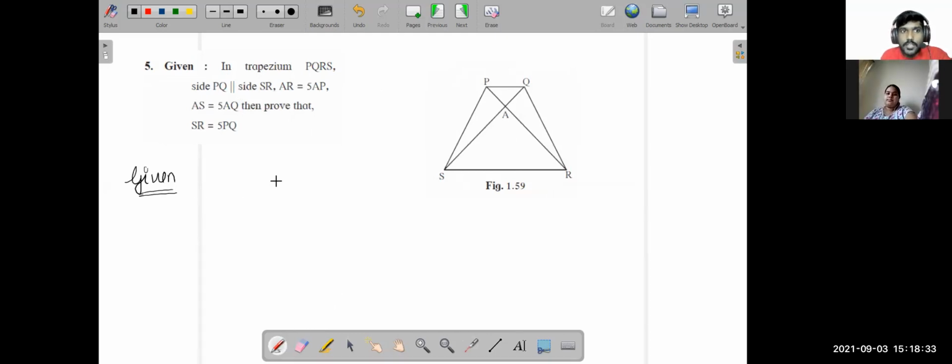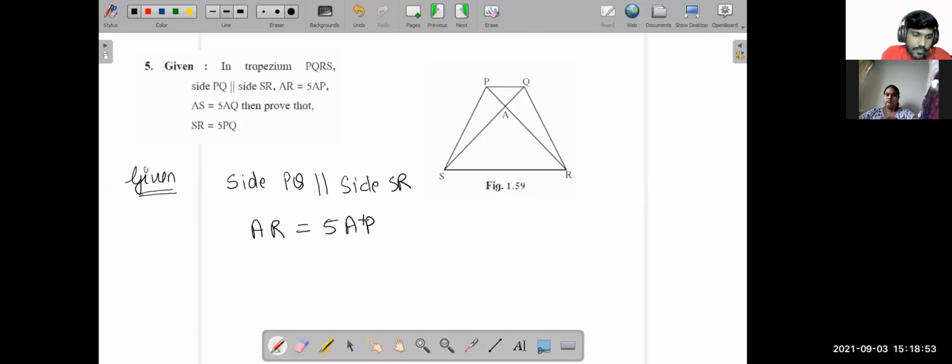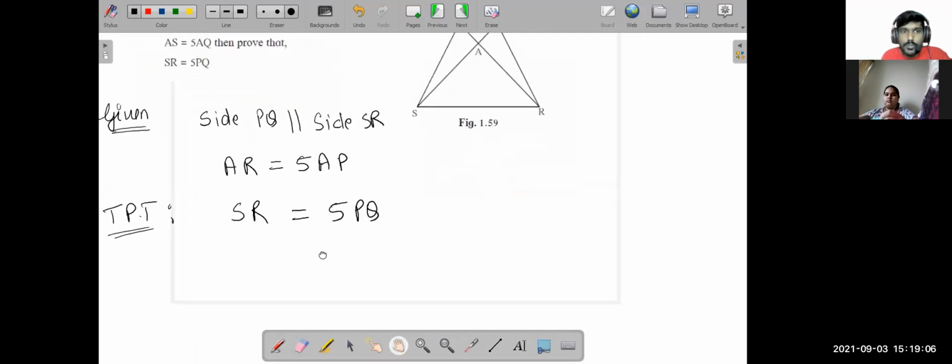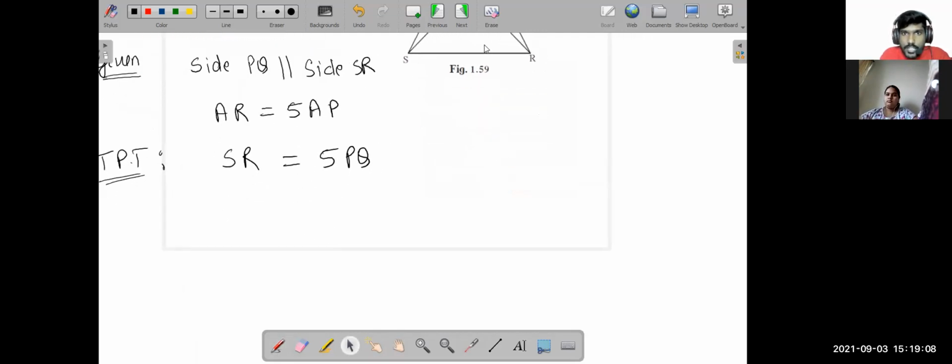Yes. Okay, so we'll write first what all is given. Given side PQ is parallel to side SR. This is the first thing given to you. And AR is equal to 5 times AP. This is the second thing given to you. And what you have to prove? To prove that SR is equal to 5 times PQ. This is what you have to prove. Okay, so let's start with the proof.